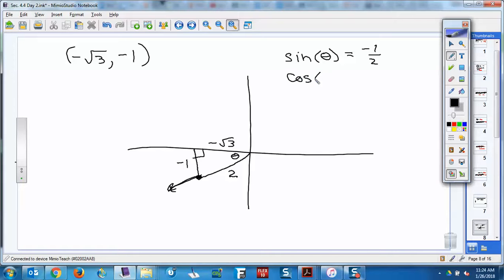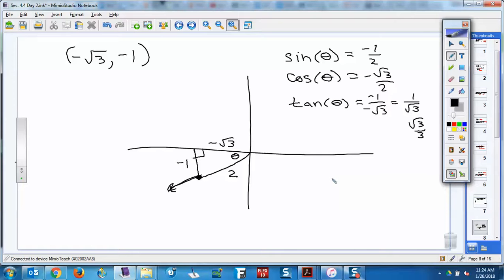Okay, cosine is adjacent over hypotenuse. Tangent is opposite over adjacent. Now, I want you for sure to cancel those negatives. I'm going to be okay if you leave it like that, but if you want to go to root 3 over 3, that's okay too. And then the other three are the reciprocal ones.